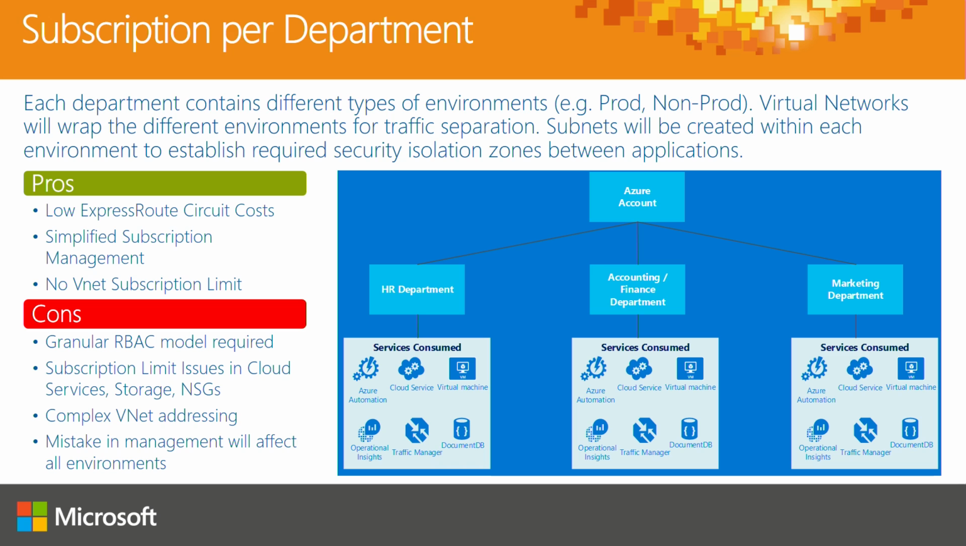And different models, two or three models we put down just to give you a feel of what the pros and cons of each and every model are. So if you decide to go for procurement, sales, production, finance, a different subscription by department, yes, that is one model. The pros are low ExpressRoute circuit cost because hardly maybe 5, 6, 7, 8, 10 departments maximum. So that should fit in.